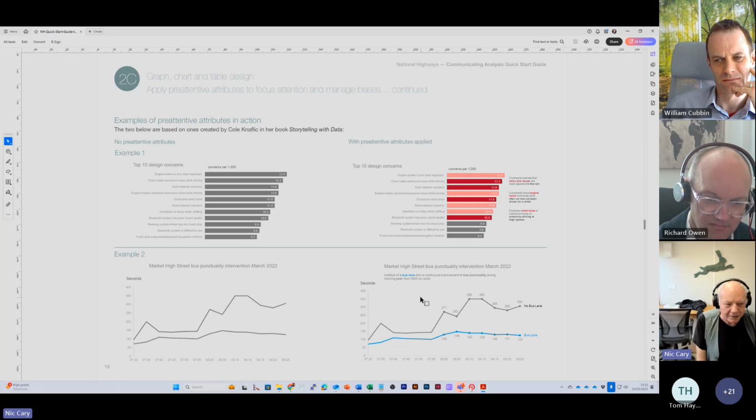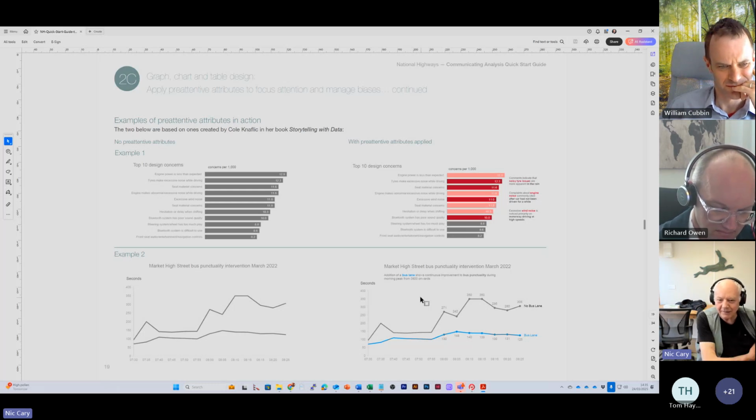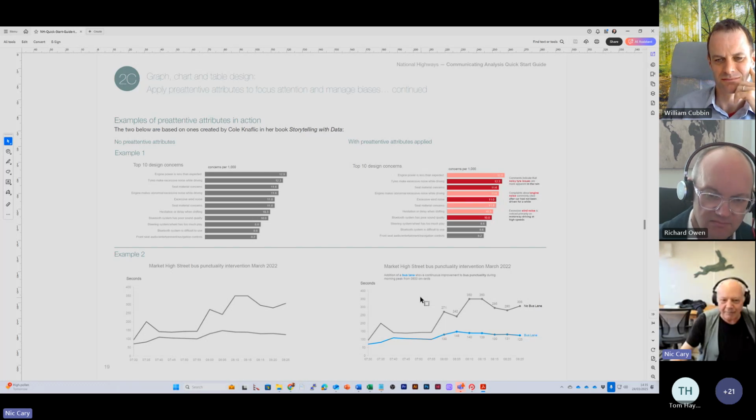Example, on the bottom, you see bus punctuality in a high street. The one on the left doesn't tell you very much. The one on the right starts to give you a visualization of the data that clarifies the message that you're trying to communicate. So it's that kind of thing.